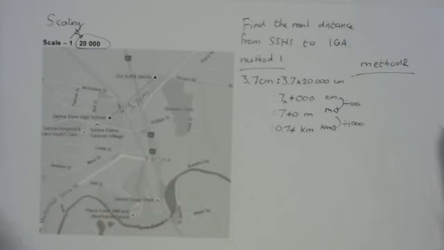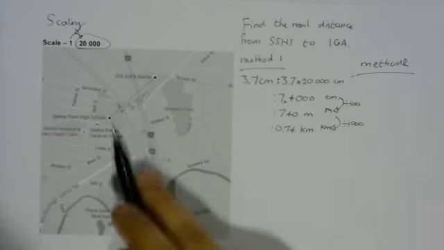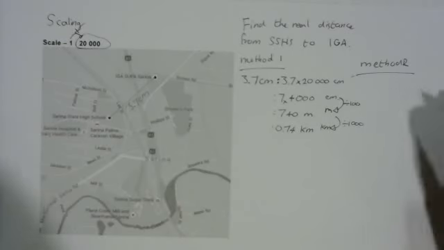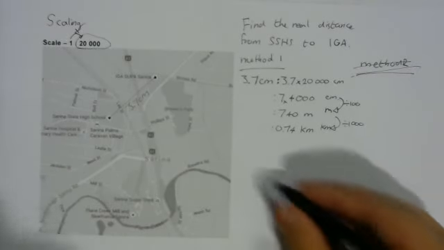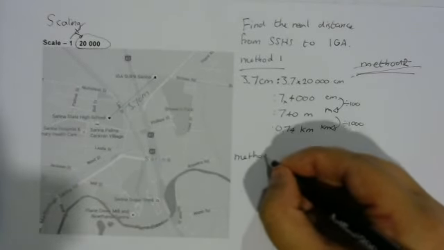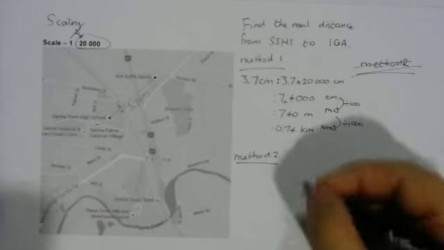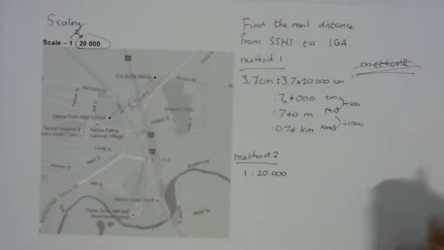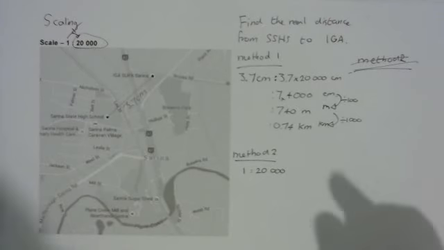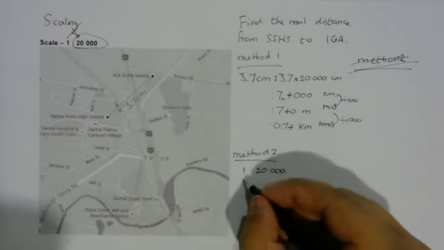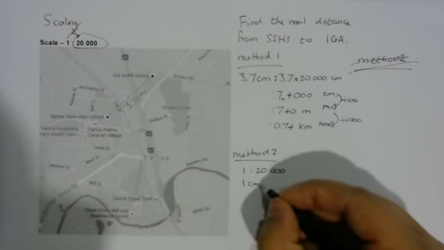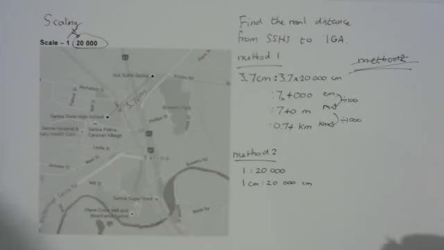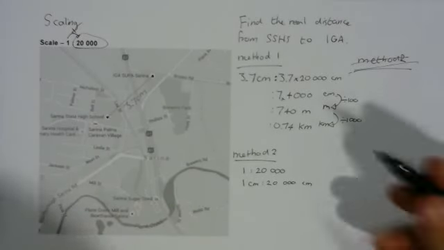Now that's all good. What if you have a lot of these to do on the same map? Doing this every time is time consuming. So method 2, you know what, in fact I'm going to put it down here, method 2. What we can do to this scale, 1 is to 20,000, is change it to a more useful form. You of course know that this means the same thing as 1 centimeter is proportional to 20,000 centimeters. And what we can do is do the unit conversion now instead of later.